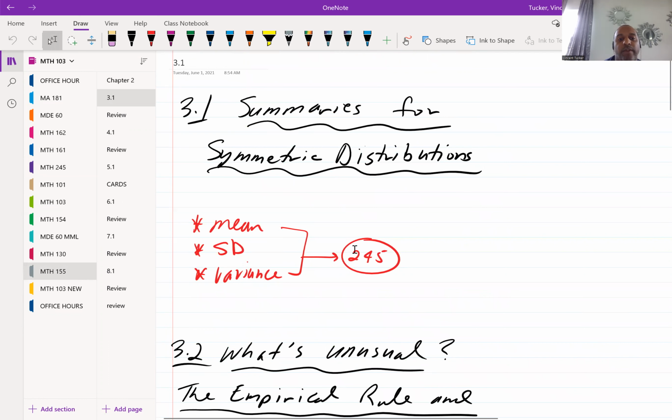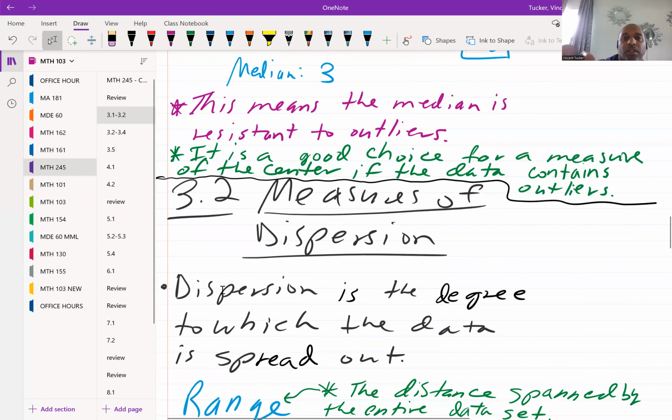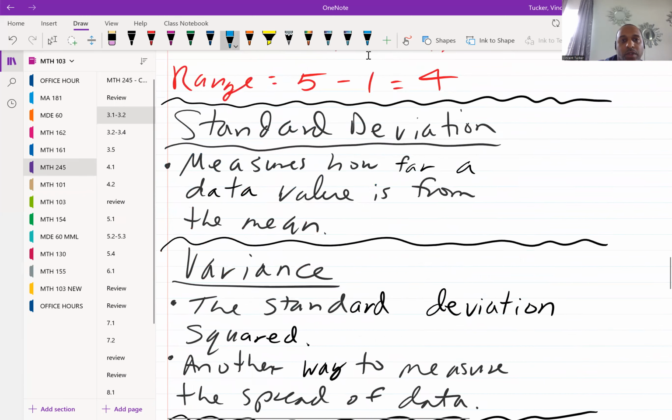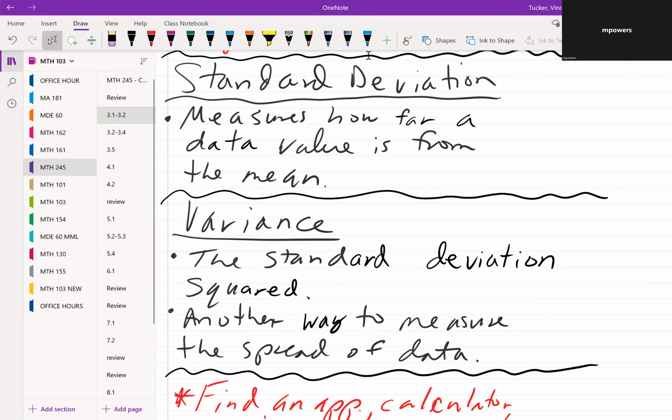We're going to look at standard deviation and variance. I just wanted to make sure I didn't go too far. So let me see here. All right, so standard deviation and variance. Okay, cool. It's still 3.1. Yep. So standard deviation measures how far a data value is from the mean. And your variance is the standard deviation squared. It's just another way to measure the spread of data.